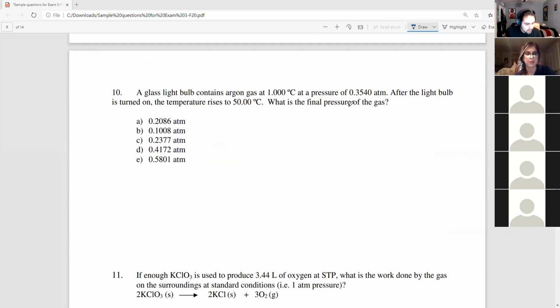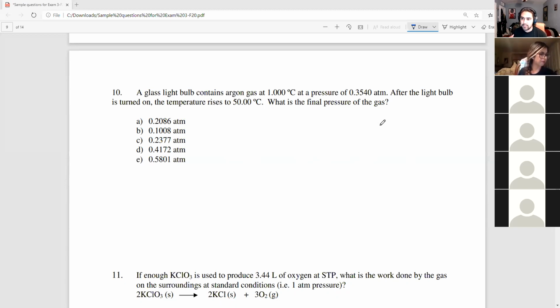Okay. So first of all, I want to show you guys a quick trick on how to remember Charles's, Boyle's, and Guy-Lussac's law. Not Gay-Lussac's, okay? It's Guy-Lussac's. That's how I remember it.